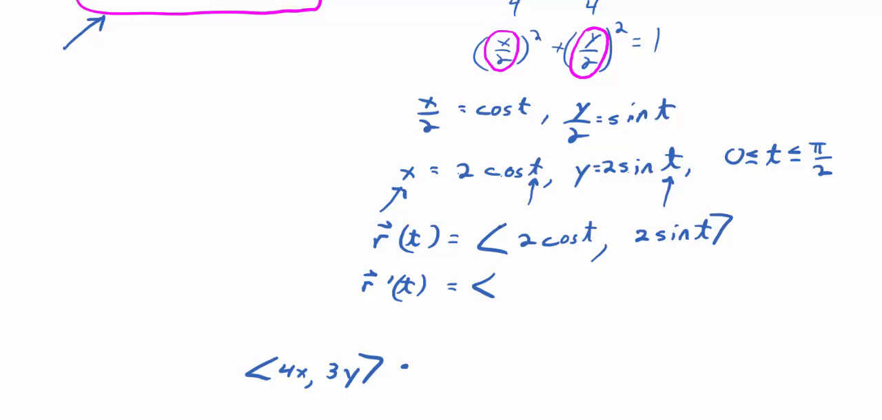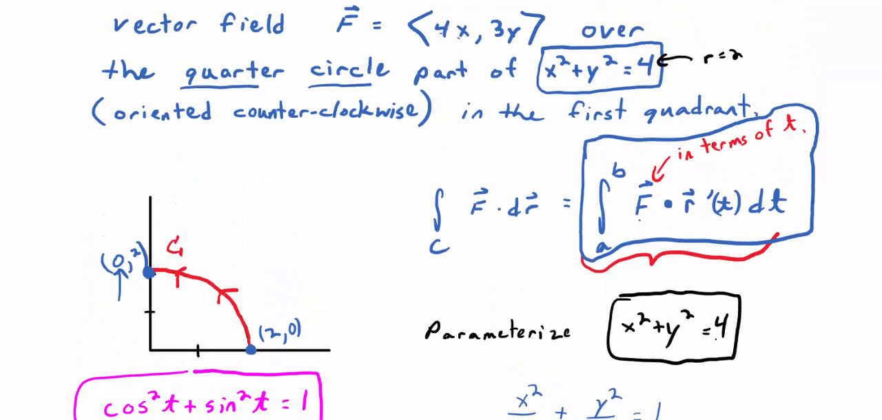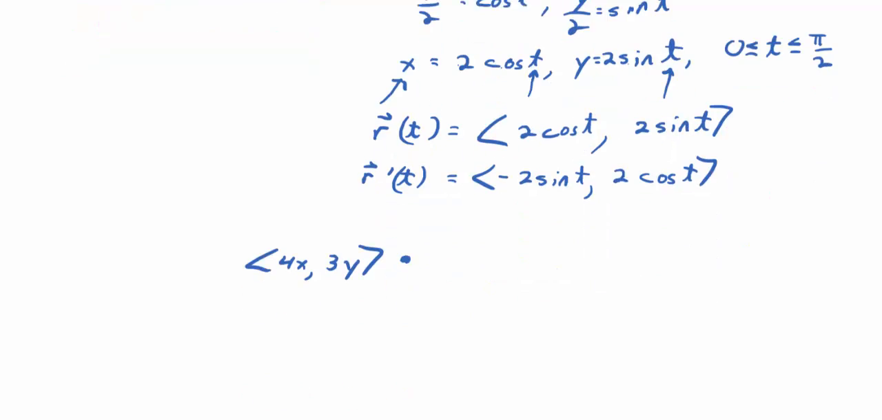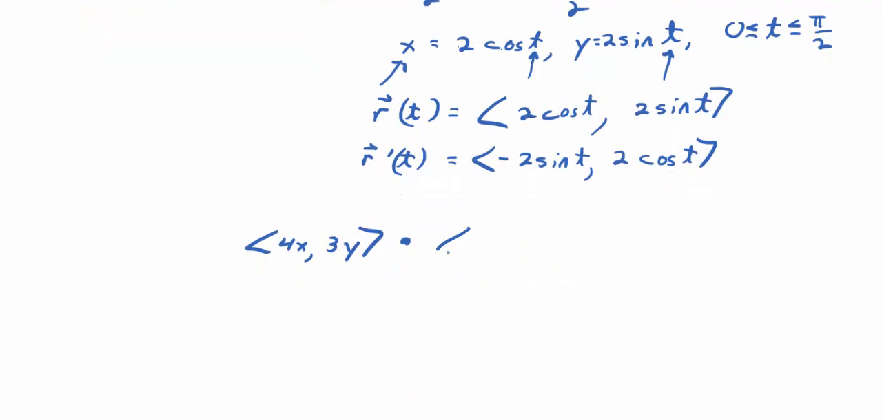What's the derivative of this guy? Negative 2 sine t. What's the derivative of this guy? 2 cosine t. Okay. So this formula up here tells us we need to take f and dot it with r prime to get our integrand, essentially. So that's what we're doing, you guys. I'm taking f and dotting that with r prime. Does that make sense? So this is our integrand. This is going to be f dotted with r prime, in case you're wondering what the heck we're doing. Okay? So what is that?